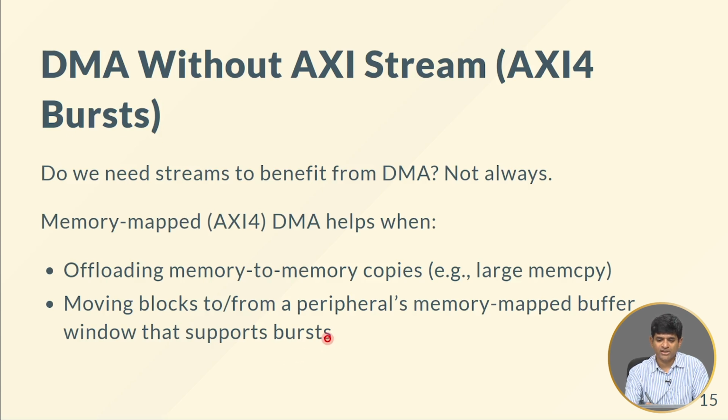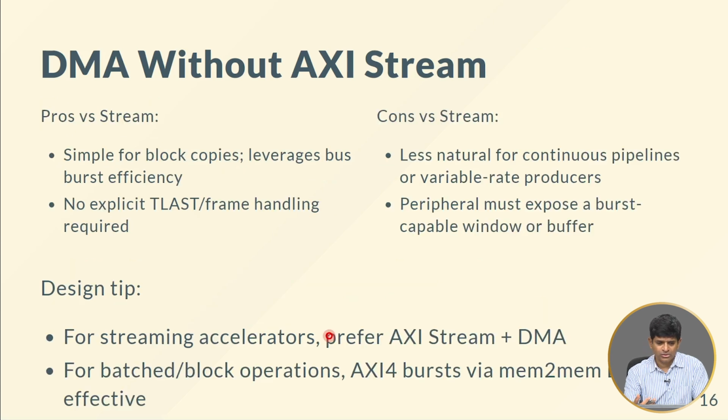If we do use this burst mode, then it is possible to have more or less similar performance to what happens in the case of streams. Okay. Now, the advantage of this is, especially if you are doing block copies, it can use bus bursts very efficiently, right? One problem is, as I had noted earlier, this whole idea of frame handling using the T-last signal is something that comes naturally with the DMA, right? But over here we don't, or rather the stream protocol. Here that's not part of the protocol by itself.